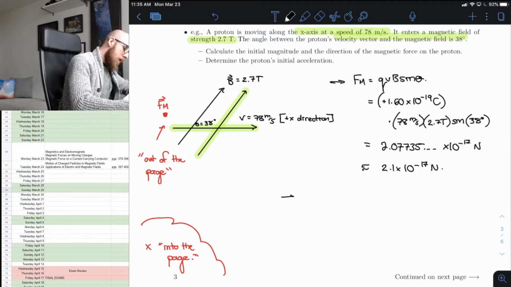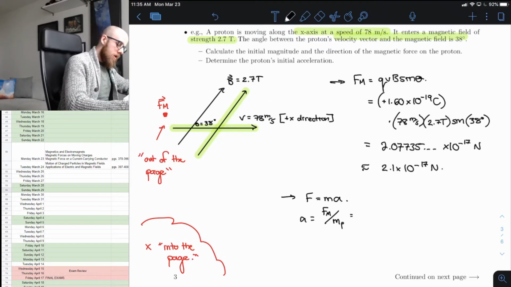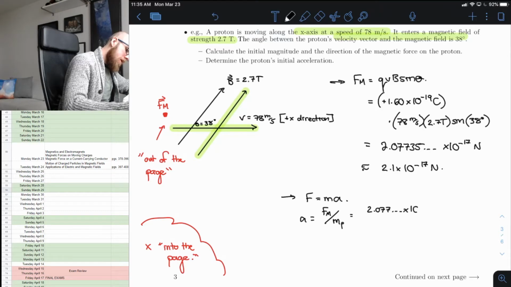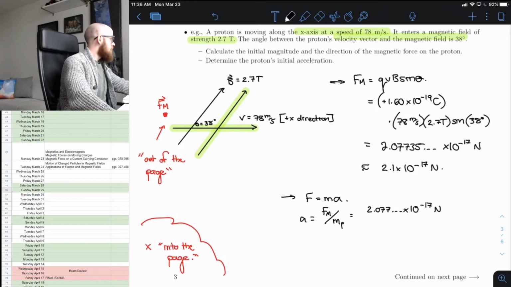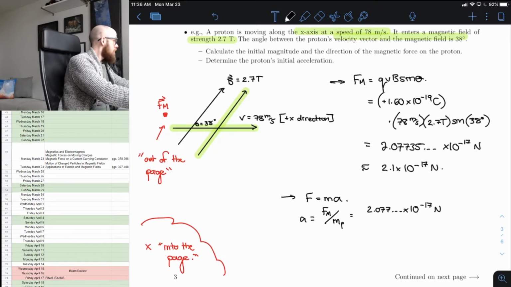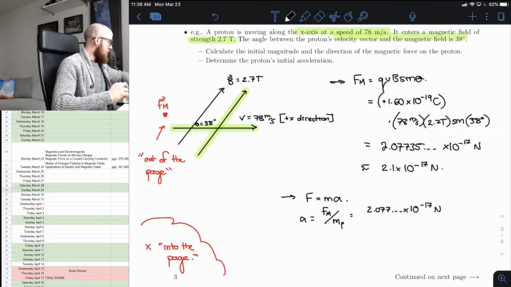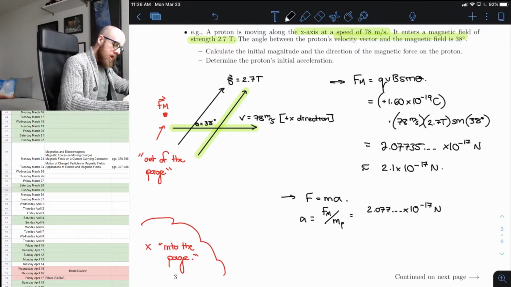For part B, F equals ma, and we can rearrange for the acceleration. Acceleration equals force, the magnetic force from part A, over the mass of the proton. So we have 2.077 times 10 to the negative 17 newtons, over the mass of the proton, 1.67 times 10 to the negative 27 kilograms.